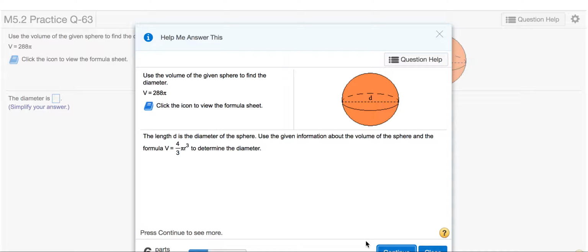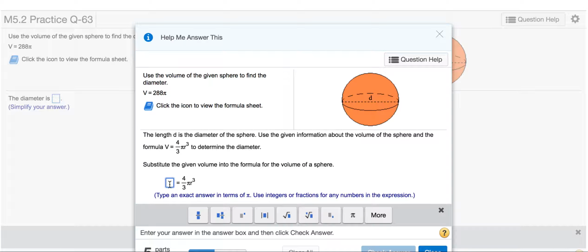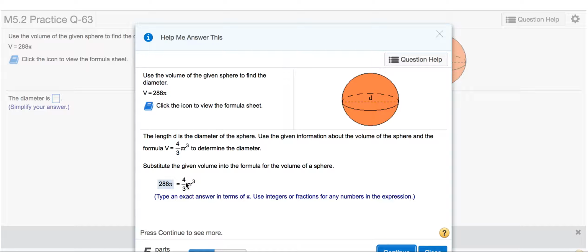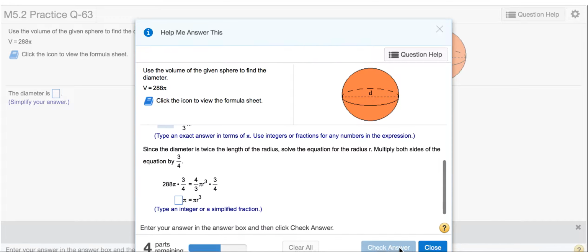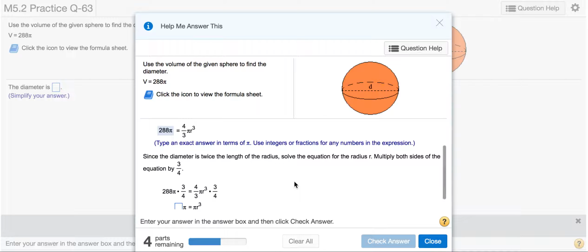So here's the formula for us. We're going to substitute the given volume. The substitution that we're putting in there is 288 pi equals 4/3 pi r cubed. Since the diameter is twice the length of the radius, solve the equation for the radius. If we can figure out the radius, we'll be able to figure out the diameter of this sphere.